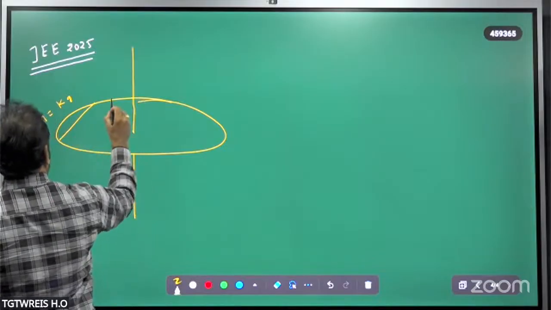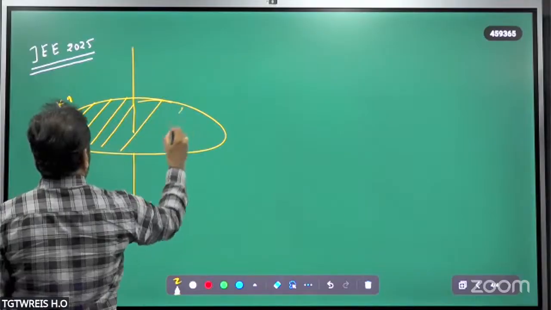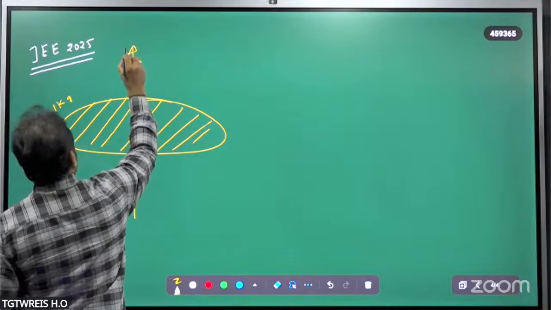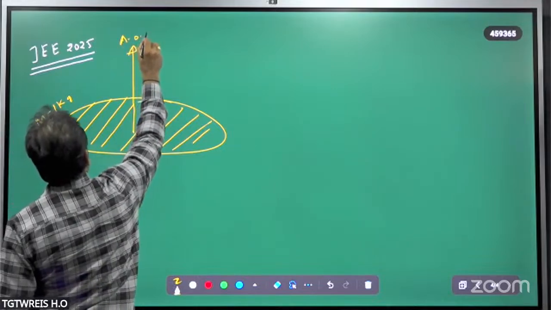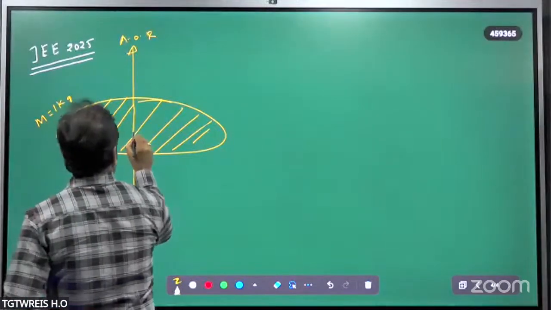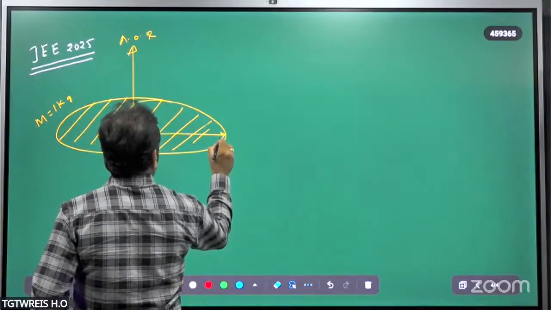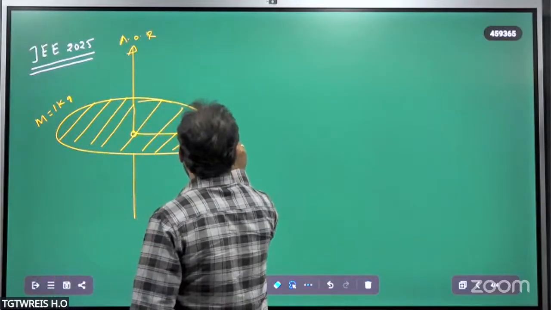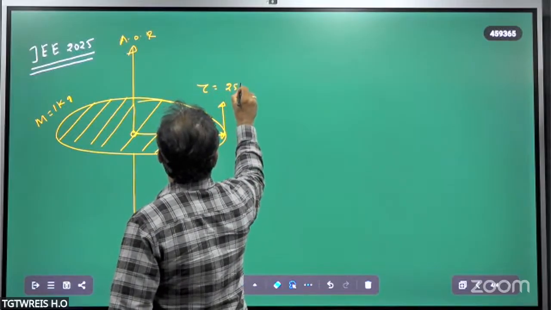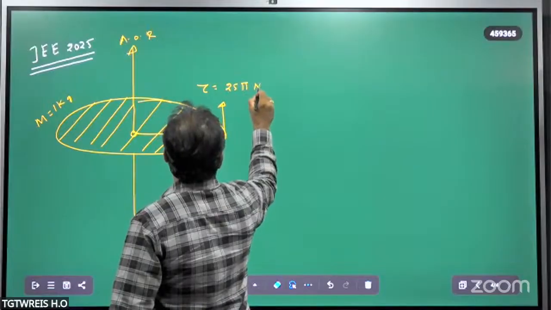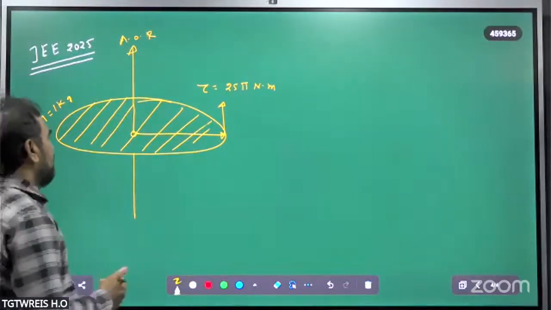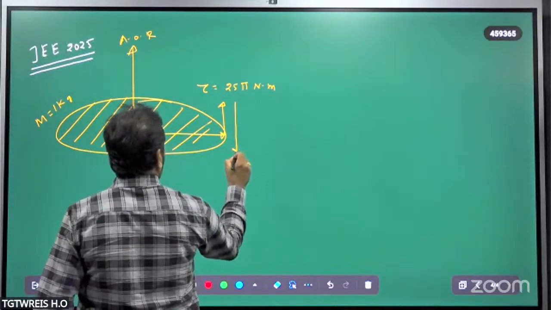The disk has mass m equal to 1 kilogram, which is rotating about an axis of rotation. The torque acting about this point O was given. Torque tau is equal to 25 pi Newton meter. This torque acts in a time interval of 40 seconds.